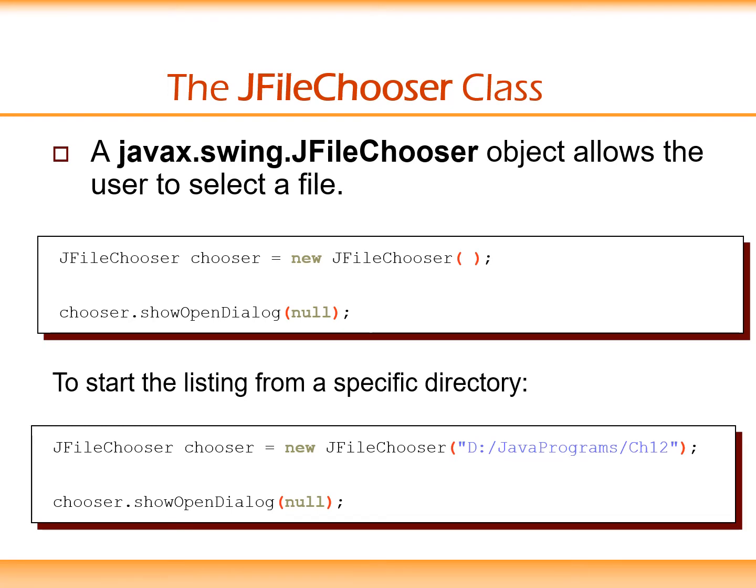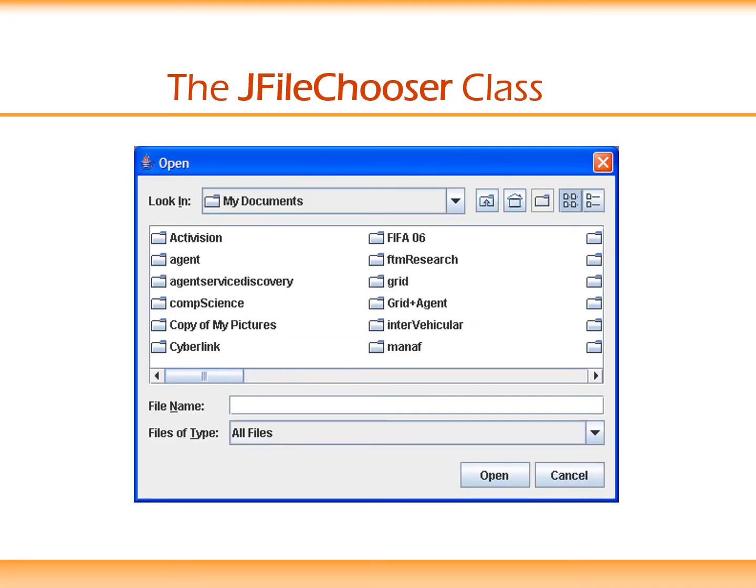So you do use JFileChooser, and then chooser is shown with dot show open dialog. Sometimes if you do it like this, you allow the user to choose from anywhere in your computer, any directory. But if you specify the directory, we will open it at the directory that you want them to look from. Okay, so when you use JFileChooser, this window will pop up.